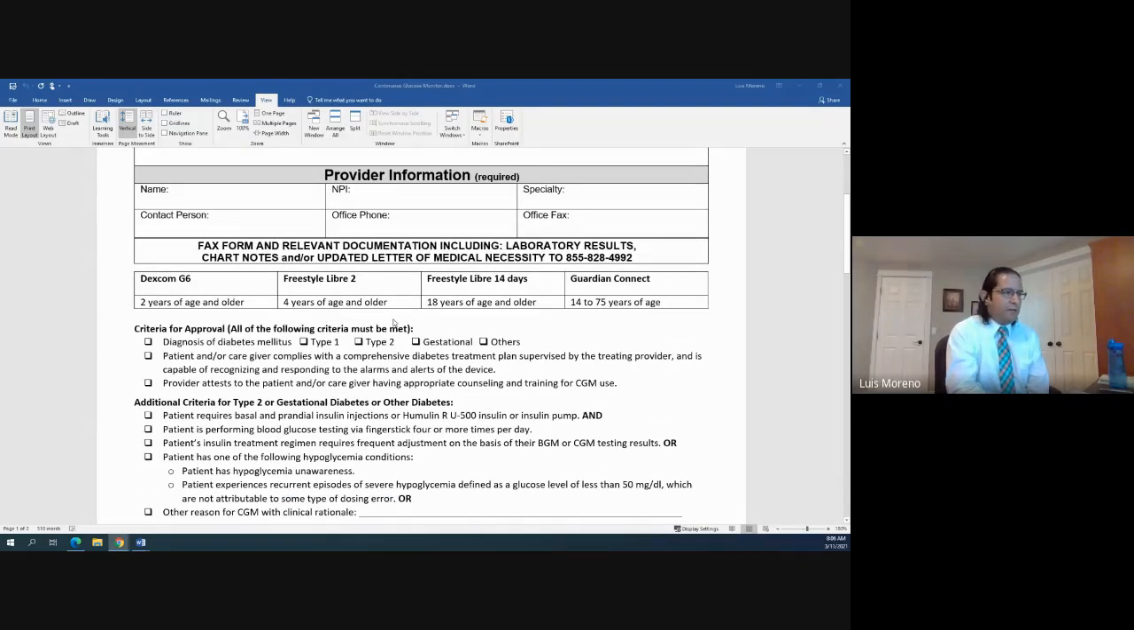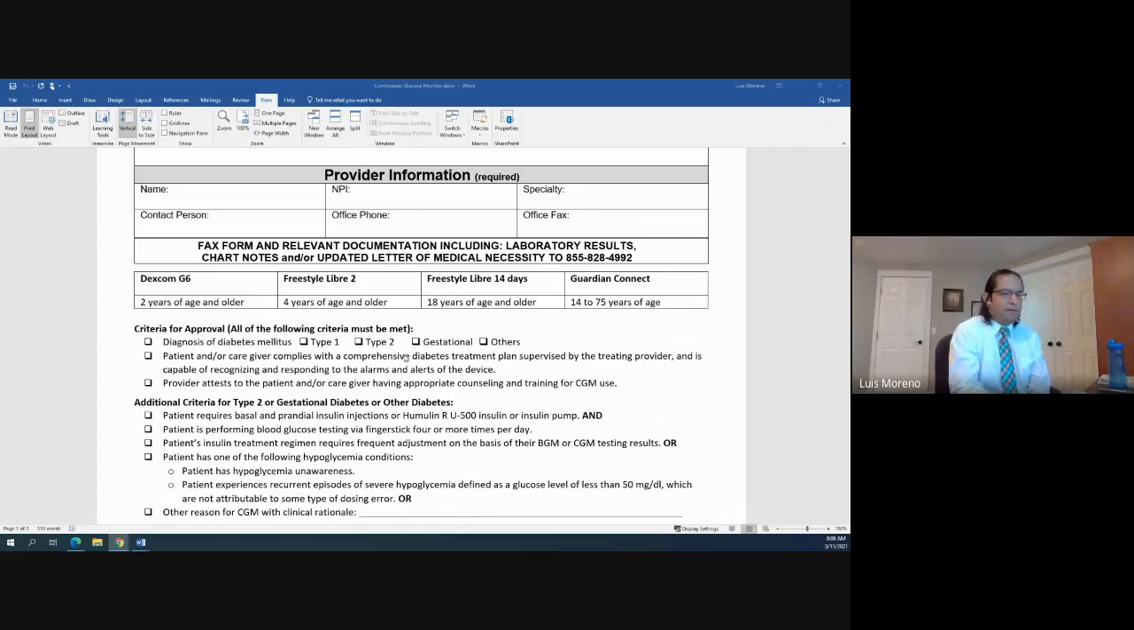First is diagnosis of diabetes mellitus. So we opened it up to type 1, type 2, gestational, and others. And that "others" is based on miscellaneous diabetes with etiologies like cystic fibrosis and medication-induced pancreatitis. So we just opened it up that way.